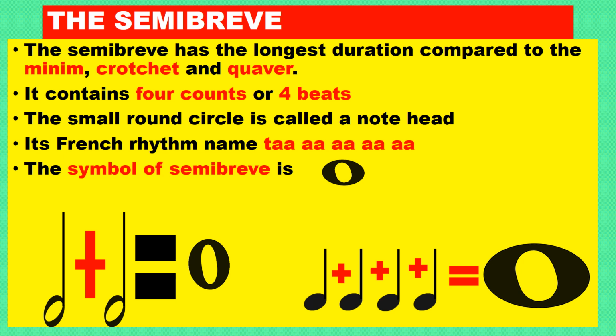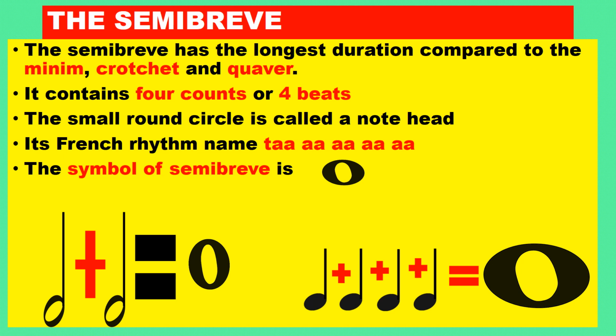Under this substrand that we are learning, we will look at different types of musical notes and their symbols. Now let's start from the semi-breve. Semi-breve is the highest note, which has 4 beats or 4 counts. The semi-breve has the longest duration compared to minim, crotchet and quaver. It contains 4 counts or 4 beats, as I have said earlier.